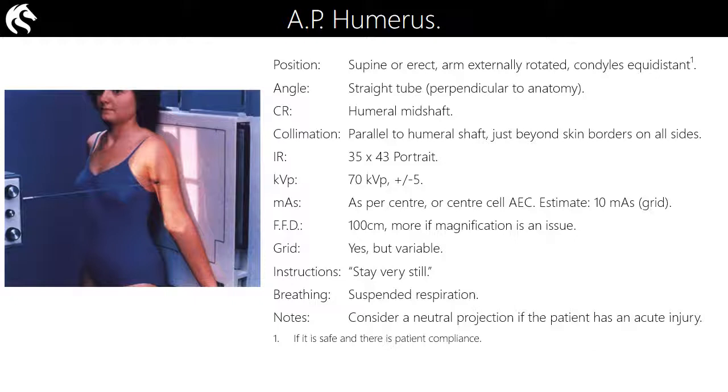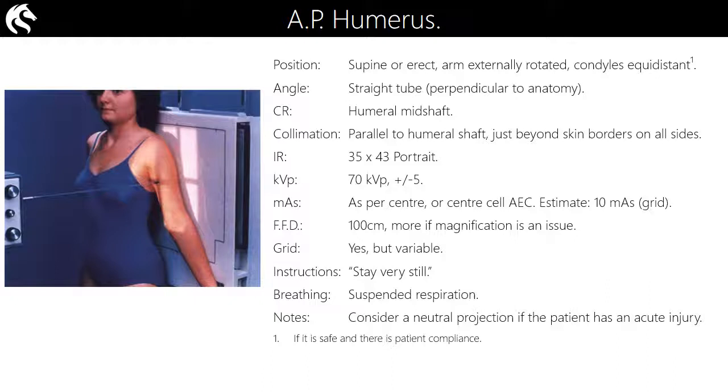So ideally the patient will have their arm externally rotated such that their humeral epicondyles are equidistant to the plane of the film, and you should be able to palpate those to make sure that they are equidistant. It's a straight tube examination that is perpendicular to the image receptor and to the anatomy. And ideally what you should do is rotate your light beam diaphragm so that the collimation is parallel with the long axis of the humerus. That way you can get some nice tighter collimation.